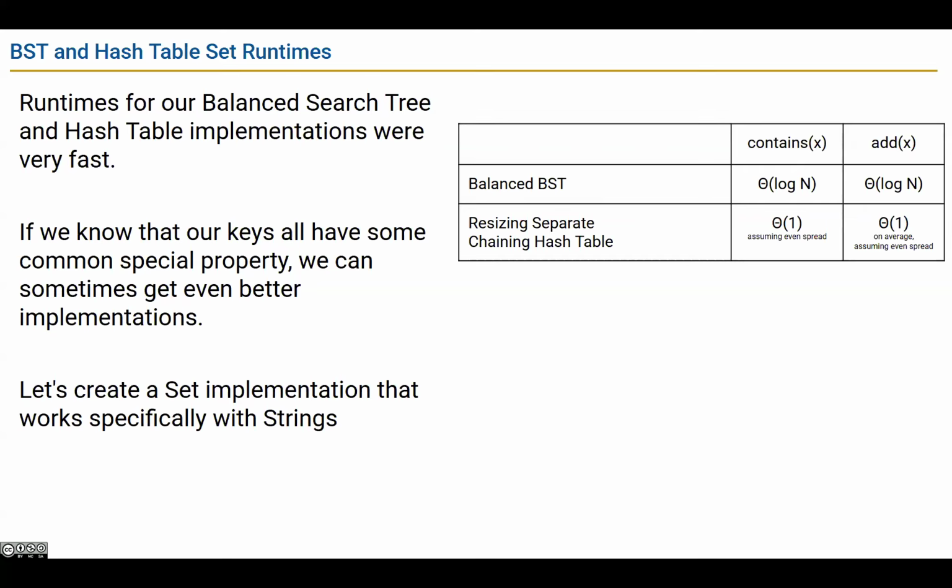But they kind of assume a lot of things. It's theta 1 amortized, assuming you have an even spread. It's not going to be perfect for every single situation. So today we're going to be looking at a specific type of set. In particular, we're going to be looking at a set of strings. And in doing that, we're going to actually find a way to do something better than just a plain hash table. We're going to be finding a way to get guaranteed constant time runtimes.